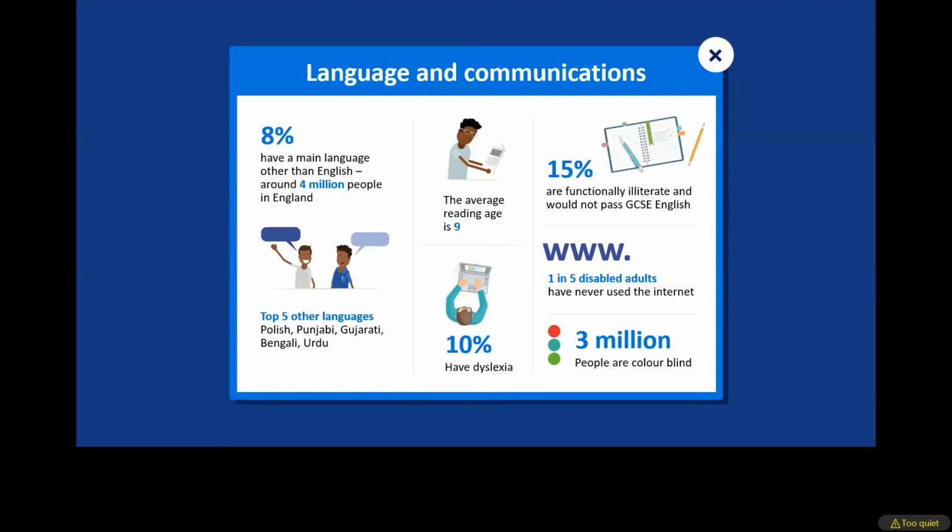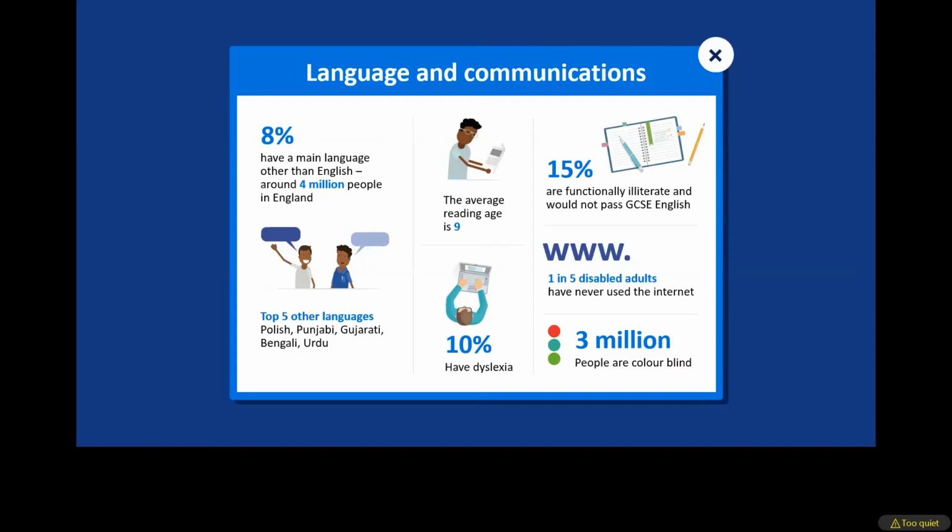So when you're writing for a mass audience, are you thinking about what level you're writing for? 10% have dyslexia, 15% are functionally illiterate and would not pass their GCSE English. 1 in 5 disabled adults have never used the internet. And on that, actually, there's a lot of talk at the moment about digital access.